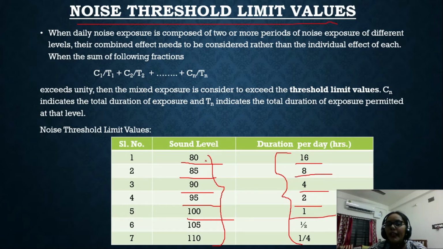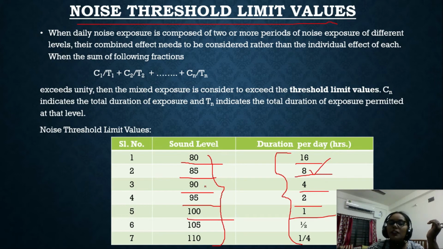So you can remember it this way. Don't memorize this table, just remember one thing. For 80 decibel, we have 16 hours per day. This is the permitted level. If we increase the sound level by 5 each time, like 85, that means 16 hours will be divided by 2, that is 8 hours. For 85 decibel, 8 hours will be the permitted value.